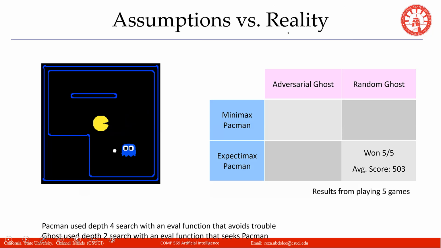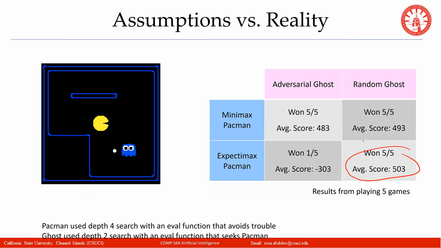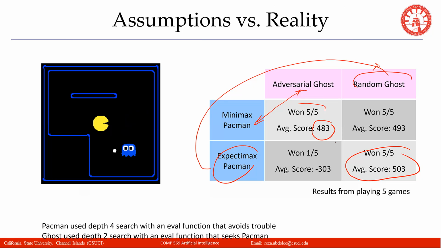So here are the results, as your friend has mentioned. The best case result is this one, where Pac-Man runs the expectimax algorithm and the ghost is somehow random. So these are the good two pairs when you're running the algorithm. And these are also good pairs. But since this is a dangerous world, Pac-Man gets a lower score. And in here, it gets a higher score.